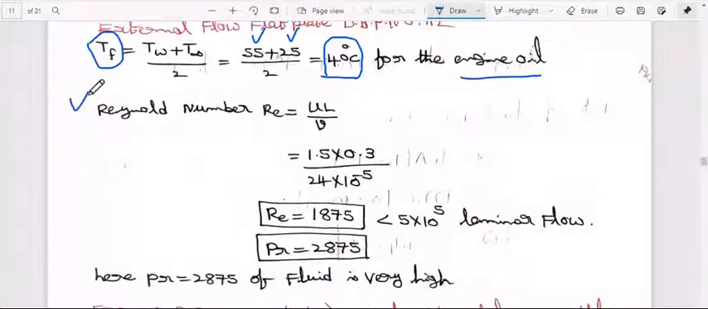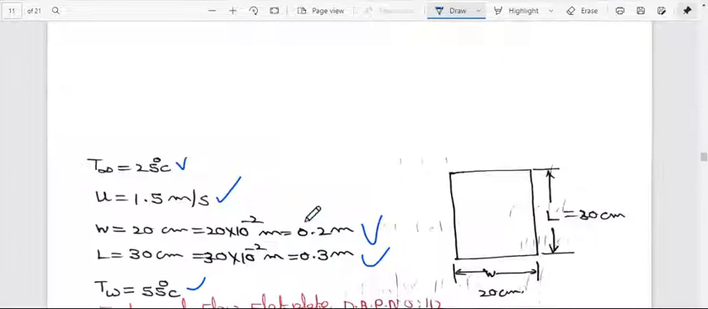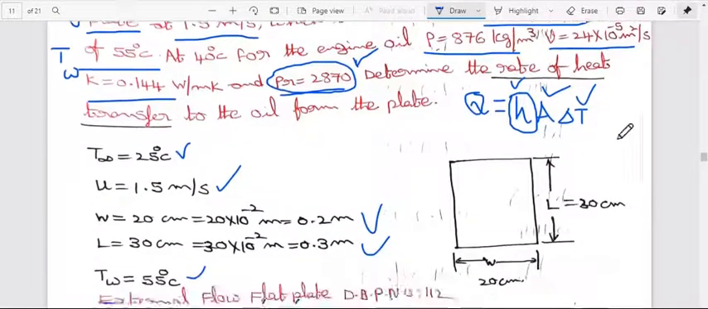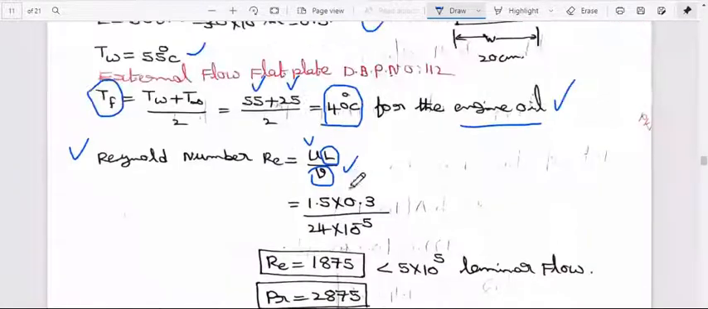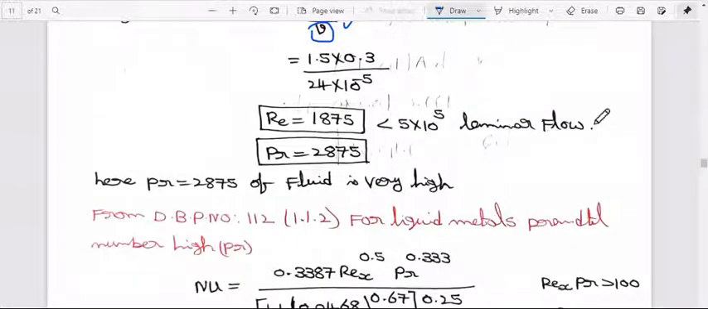So here, first point, Reynolds number Re is equal to UL by V. The U value is already given, and the V value is taken from 40 degrees engine oil. So V is equal to 24 into 10 power minus 5. We need to substitute the U value, L value and V value in the Reynolds number formula. Reynolds number is 1875. It is less than 5 into 10 power 5, so this is laminar flow.